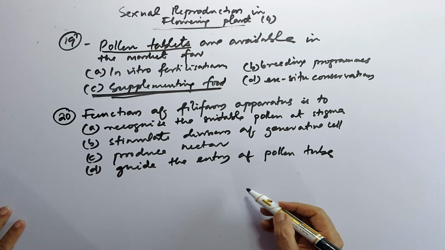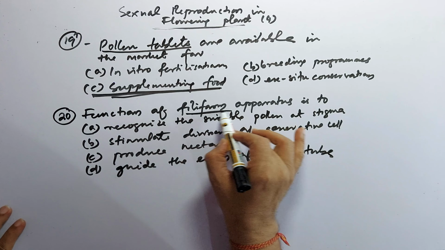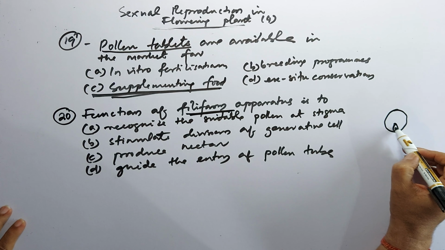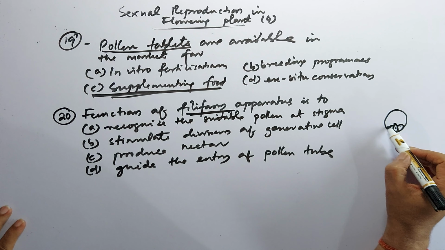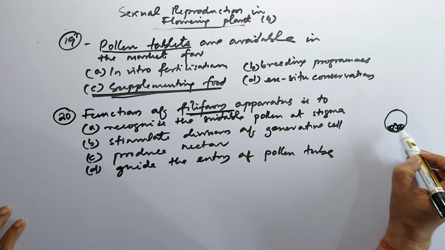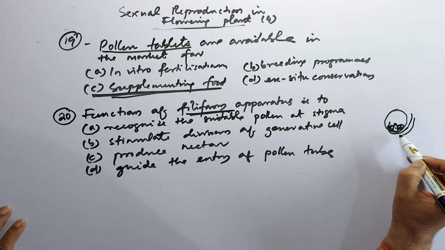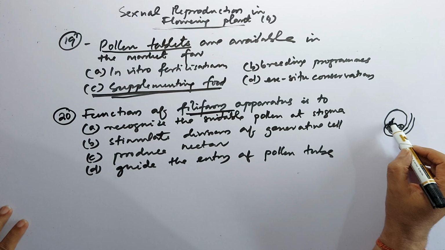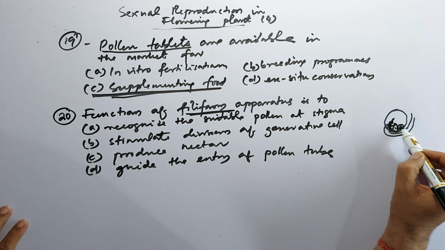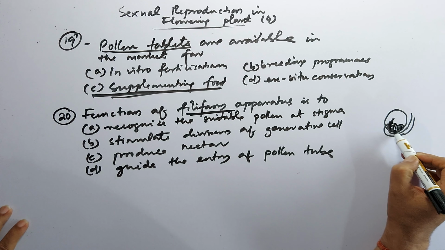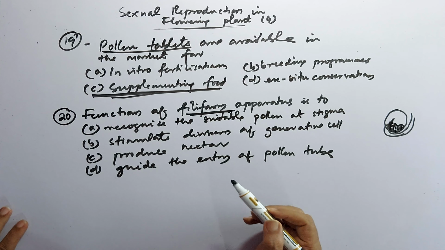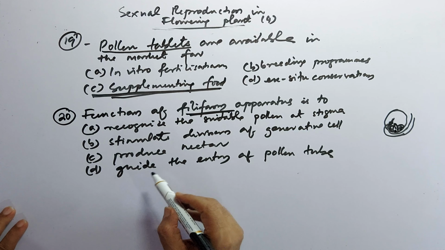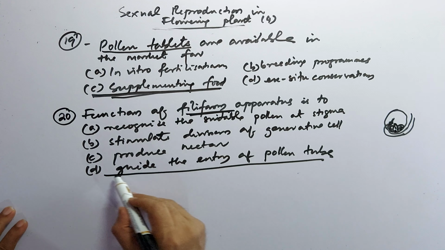We have already discussed this. This is the egg, and here the synergids are there. The wall of the synergids contains the filiform apparatus. The pollen tube enters and ruptures, and the male gametes are mainly guided by this filiform apparatus to fuse with the ovum. So out of these options, guide the entry of pollen tube is the correct answer.